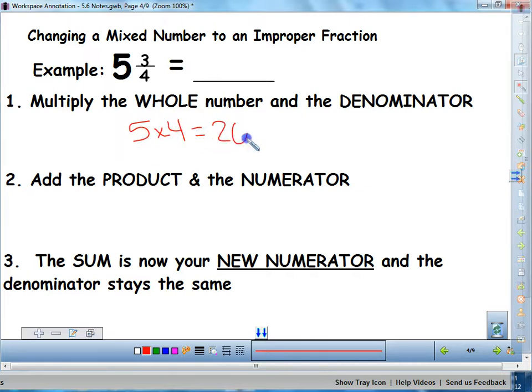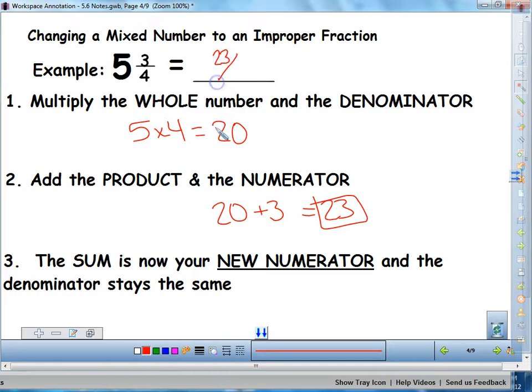and get 20. Then, once I got my product here, I want to take the product and add it to the numerator. The numerator is the top number. So I'm going to take 20 and add it to 3, and so then I get 23. And so this last one, this sum, this 23, is now my new numerator. So that's my top number.